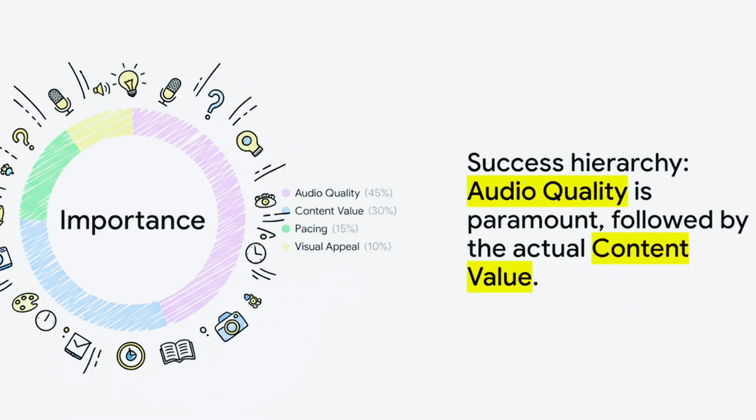So if we put it all together, this is really the hierarchy of what matters. Just look at that. A massive 45% of your video's success comes down to the audio quality. After that, it's the value of your content, then the pacing. The visuals, while they're important, are actually the smallest piece of the puzzle. You have to nail the audio first.